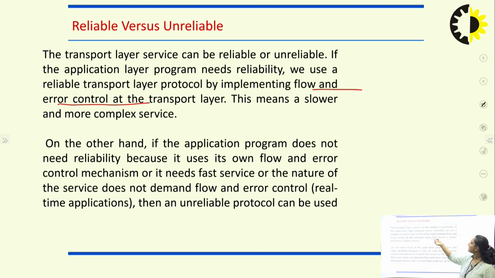So when we say it's reliable, it has flow control and error control, but the disadvantage is that it makes the service slower and more complex. When we use a connection oriented approach, we make it reliable, but slower and more complex. On the other hand, if an application does not need reliability, it does not need to know whether its data has been transferred or not.